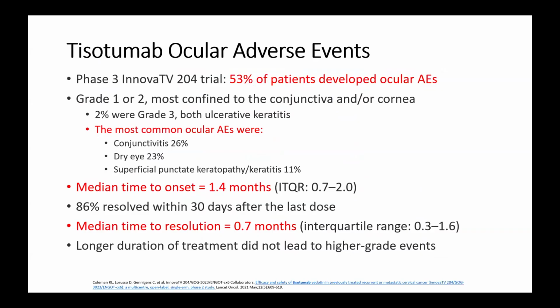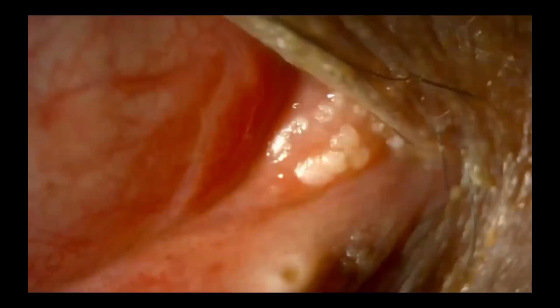So with tisotumab, over half of patients developed ocular adverse events, the most common of which were conjunctivitis, dry eye, or keratitis, with a median time of onset between the first and second infusions, with a median time of resolution of about a month. So if there are patients who are grade 2, we normally hold the medication for a week, let the ocular surface reconstitute, and then reinfuse, knowing that the median time to resolution will happen shortly.